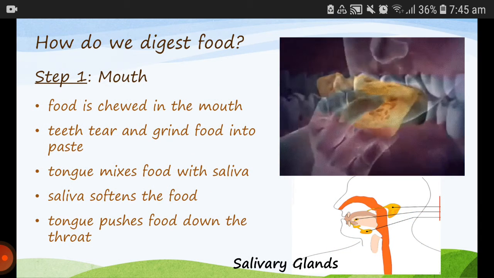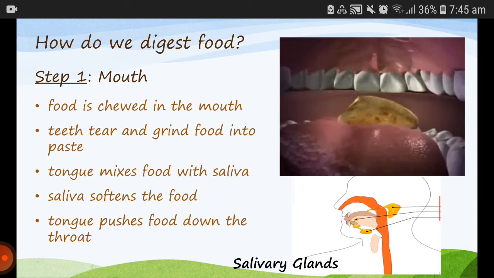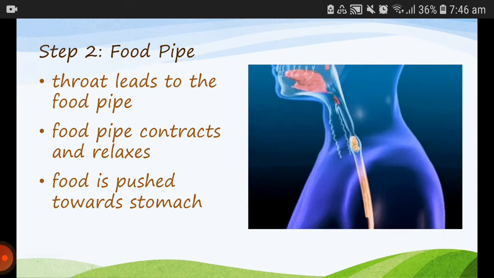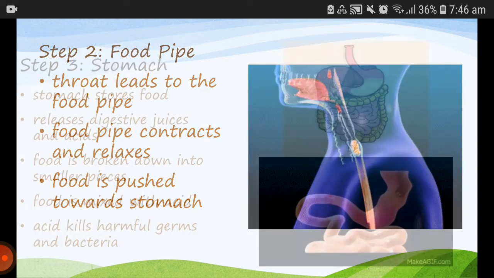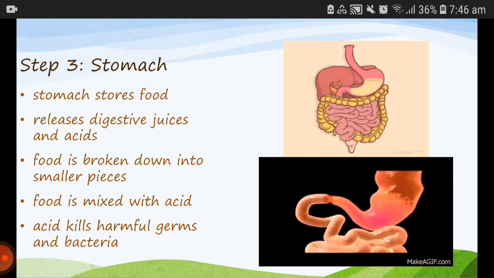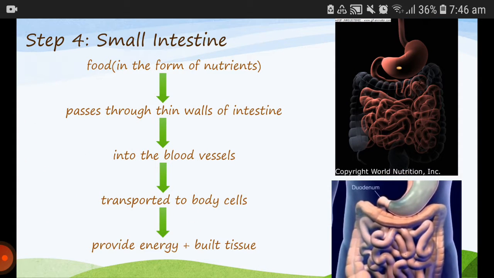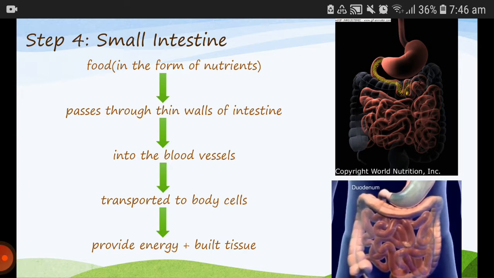Then we moved on to the steps of digestion. We studied step number 1, that takes place in the mouth. Then we studied step number 2, that is the food pipe. And finally we studied step number 3, that is the stomach. We studied all these three steps of digestion in detail. Today we are going to start from step number 4, that is the small intestine.